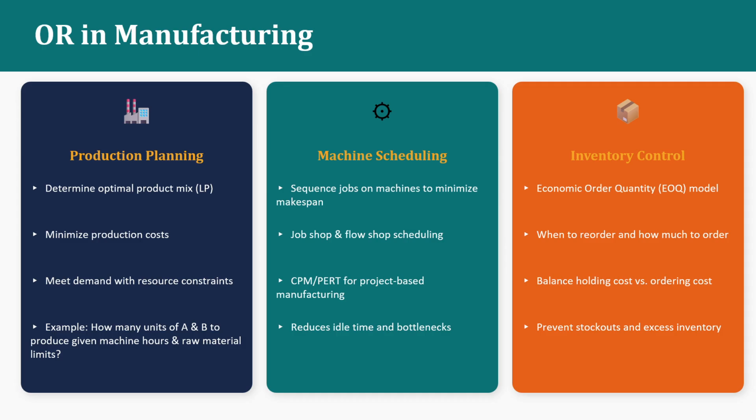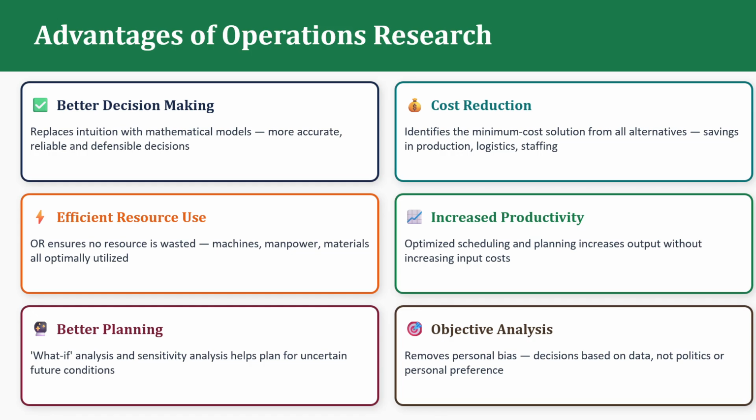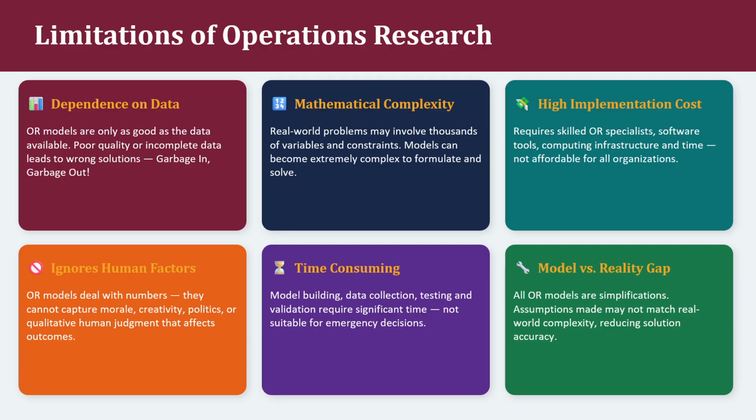Now, the major advantages of operations research include better decision making, reduced cost, efficient use of resources, and improved productivity. Organizations can often achieve better results when decisions are based on analysis rather than intuition alone. At the same time, OR has some limitations. It depends heavily on accurate data. Developing models can be expensive and time consuming also. Also, human emotions and behavior cannot always be represented mathematically. Therefore, we can say that OR should support managerial judgment rather than replacing it.